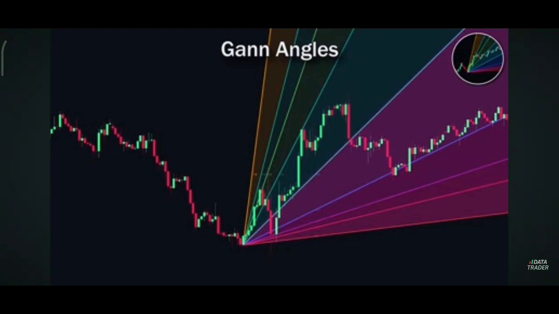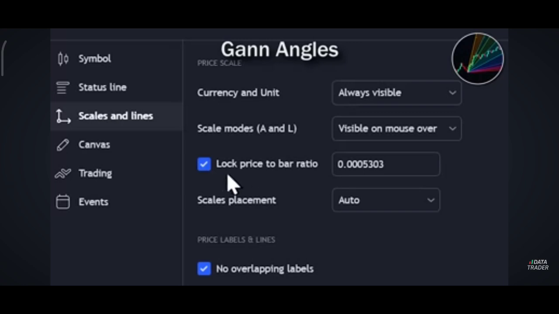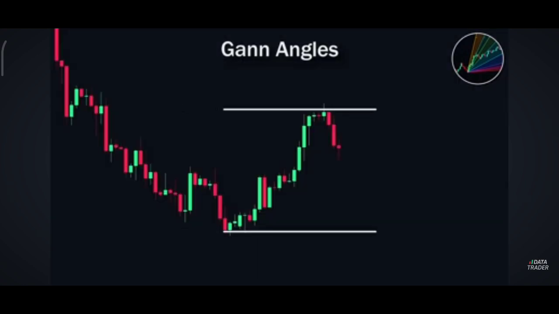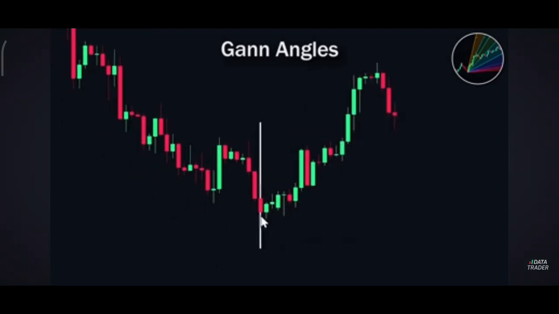To apply the Gann angles, first you go to Settings, then make sure to check the lock price to bar ratio. Next, identify a market range and mark the swing low and the swing highs of that range. Then, draw a straight vertical line at the start of the range. After that, select the trend angle tool and measure.